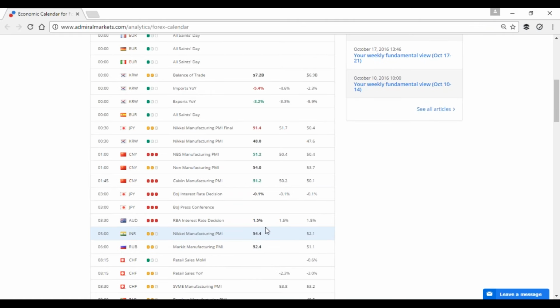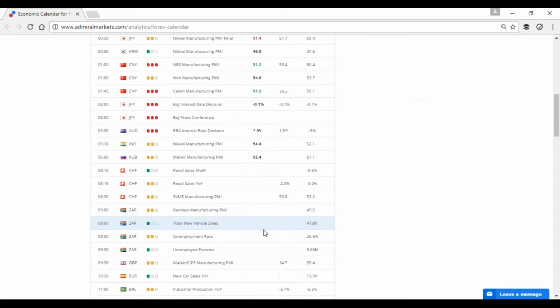We had the Aussie interest rate at 1.5%. It stayed at that, as expected. We had some PMI from China that came in slightly positive, as you can see. So that's interesting, giving maybe a further boost to the Aussie here. But the Bank of Japan interest rate decision as well, coming in at minus 0.1%.